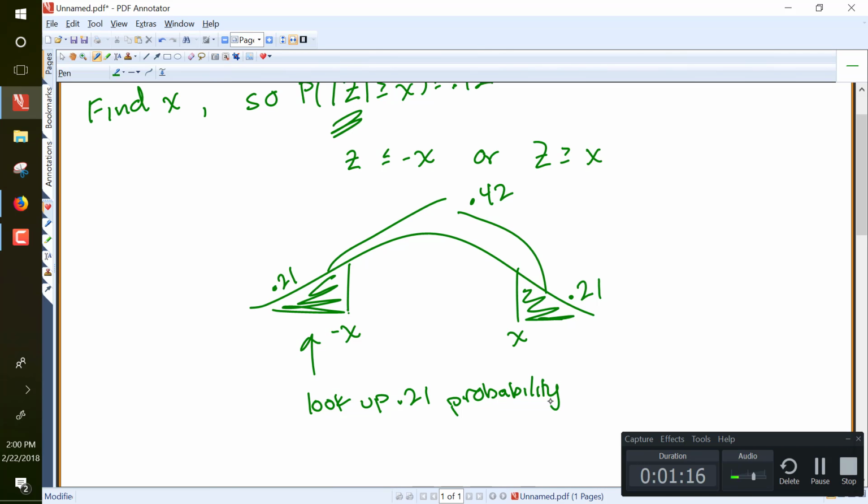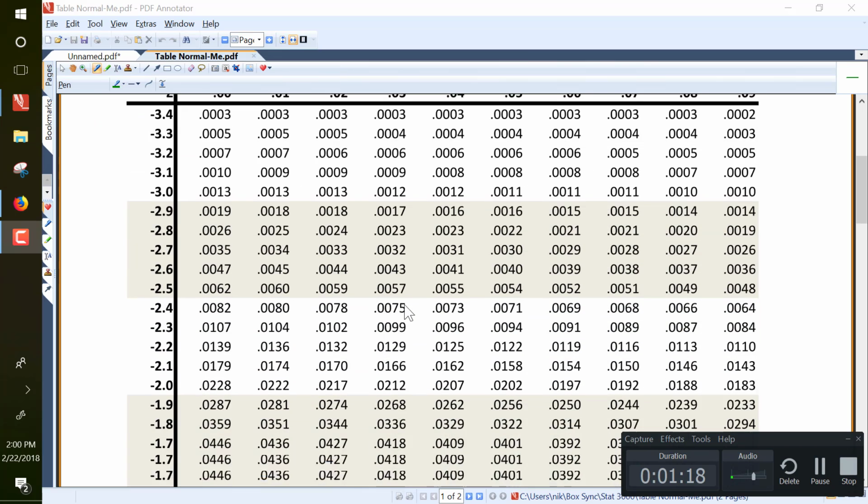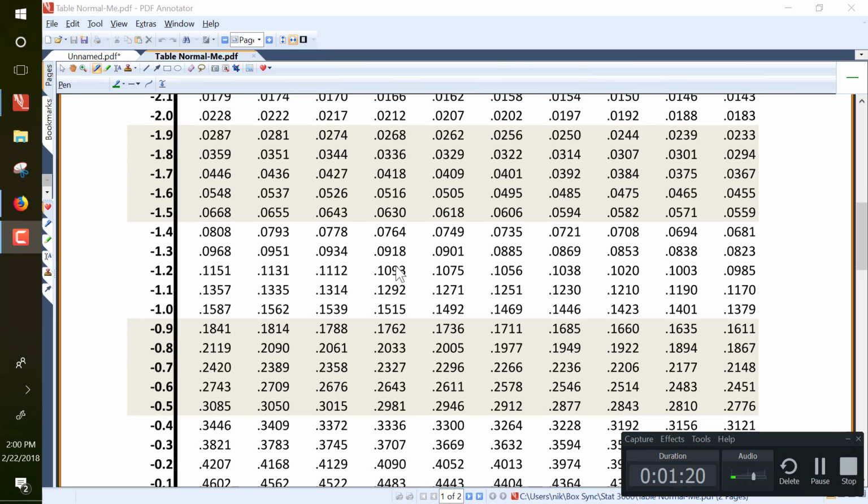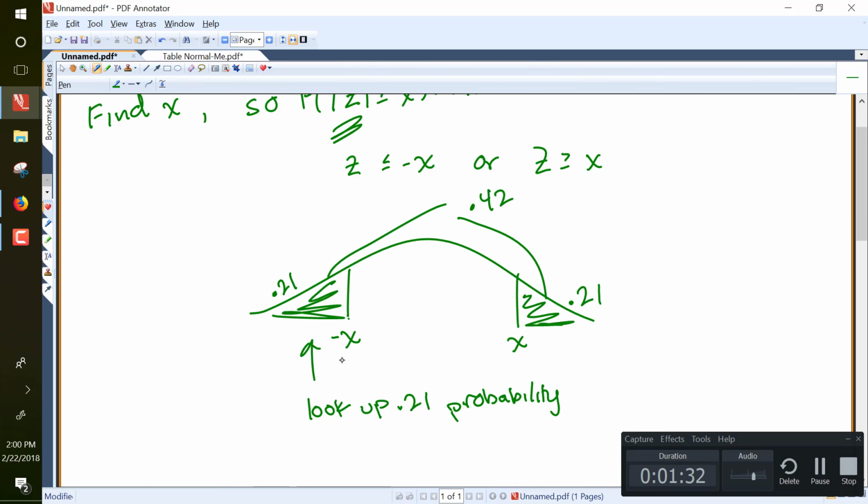Okay, so pull up your normal table. We're looking for 0.21 in the area. The areas are in the middle, so look in the middle for 0.21. It looks like this is the closest, so z is going to be about negative 0.81. So this z value is negative 0.81, which means this z value would be positive 0.81.